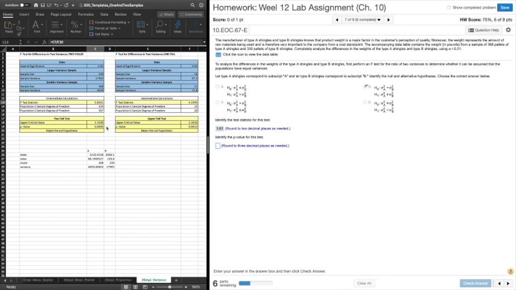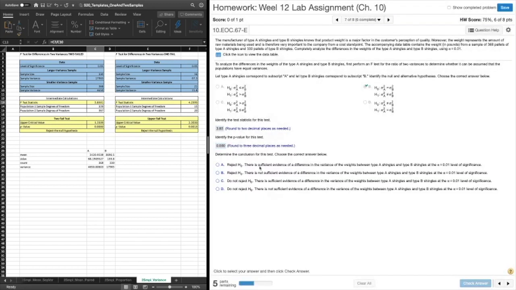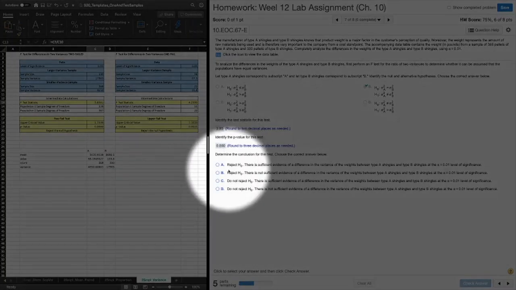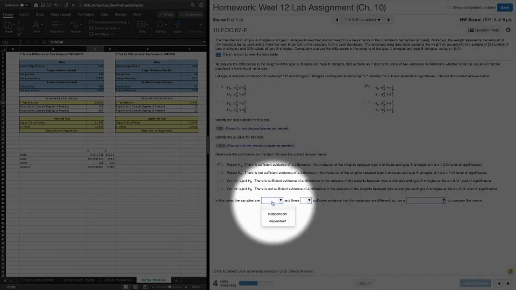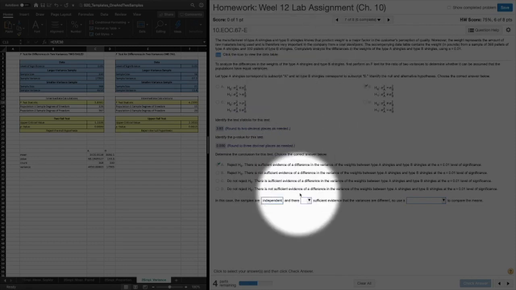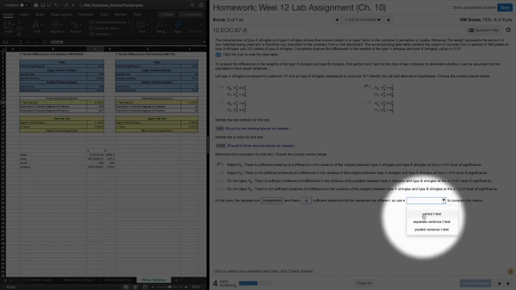P-value for the test is 0. What is the conclusion of the test? The p-value is low. We reject. It's always because we have sufficient evidence. So the samples are independent. We know that from the text. But there is sufficient evidence to say that the variances are different.